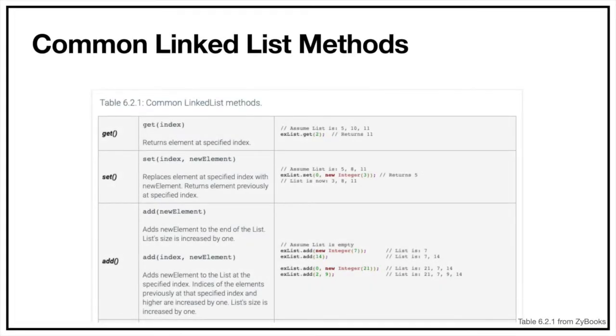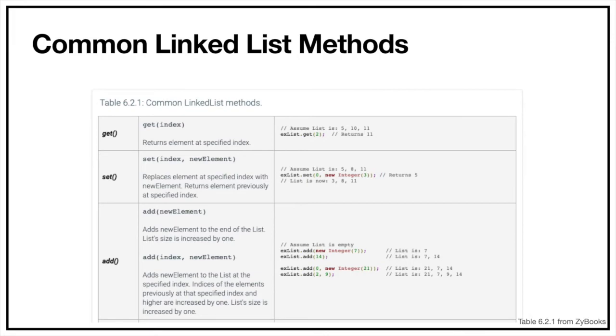So here are a couple of the first common linked list methods that we have. The get one, basically, takes an index and returns the element at that specific index. For example, when you have a list and call get two, it will give you the value 11, which happens to be at position two of the list. Remember, we start at index zero, and the value at position two is 11.